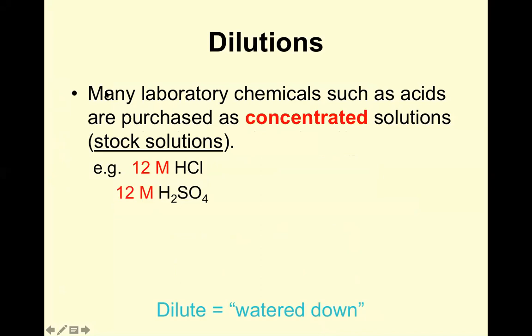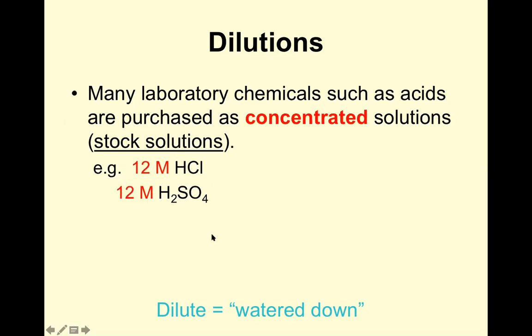This is useful because many lab chemicals, like acids, are purchased as concentrated solutions. They're more economical, they're cheaper, they're easier to store, they take up less space. So we buy these concentrated or stock solutions for many reasons. These are very, very concentrated. So sometimes we'll get 12 molar hydrochloric acid or 12 molar sulfuric acid. This is insanely concentrated. This is like the stuff that will literally eat through your clothes or your skin.